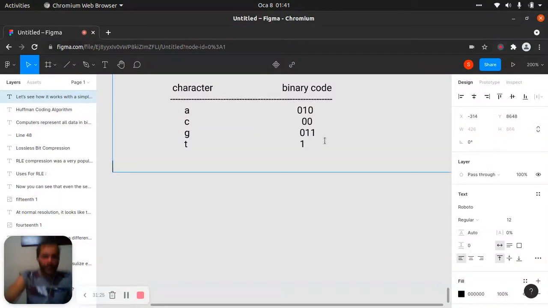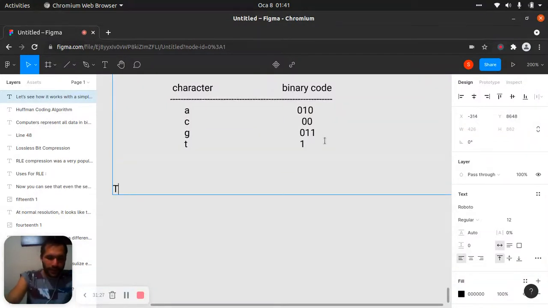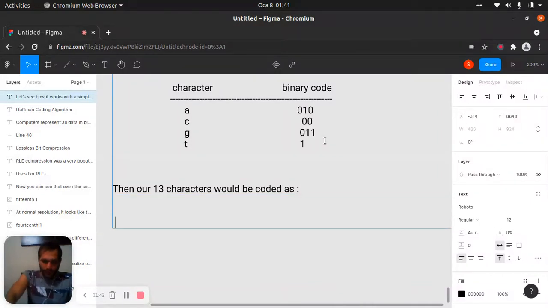Let's think like that. Let's come down and say, then our 13 characters would be coded as what? Let's go here. What will it be like? Let's think together.